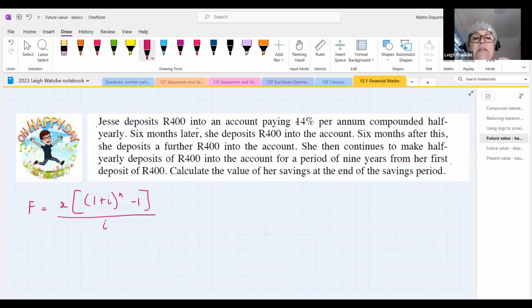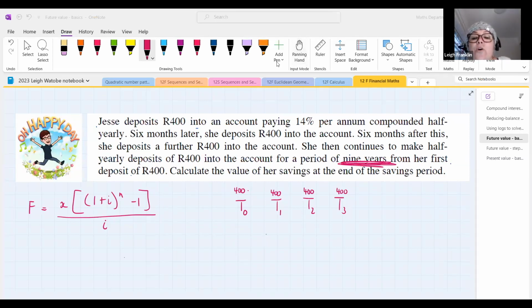They're saying Jesse deposits 400 Rand into a savings account. 6 months later, she deposits another 400 Rand into the account. 6 months after this, another deposit of 400 Rand. And then she continues to make half yearly deposits of 400 Rand into the account for a period of 9 years from her first deposit. Okay. Calculate the value of her savings at the end of the savings period.